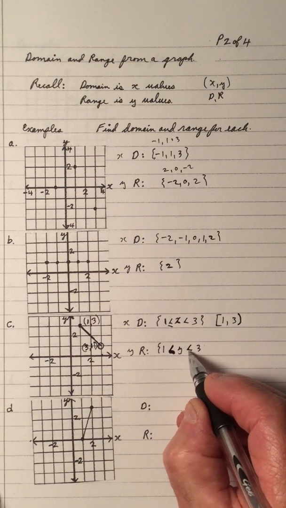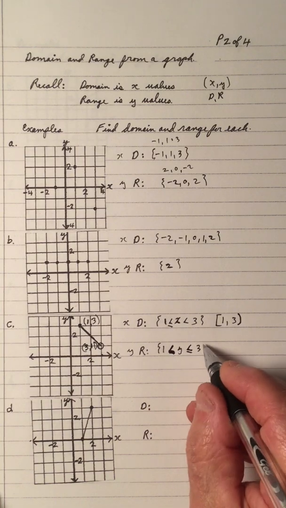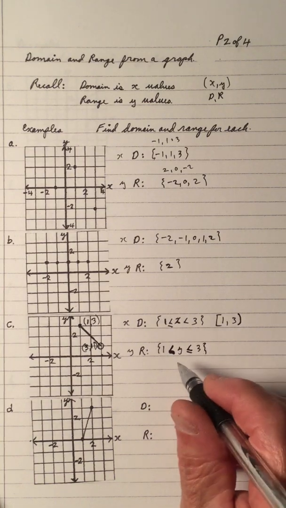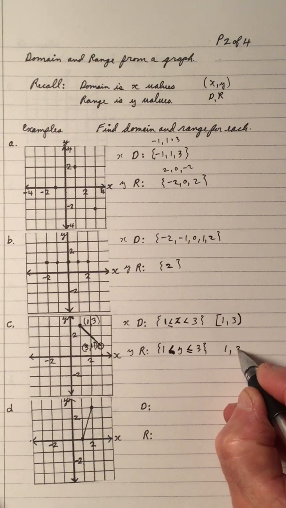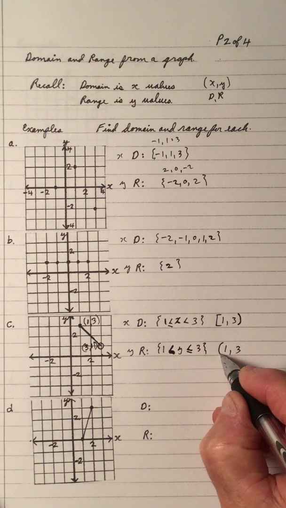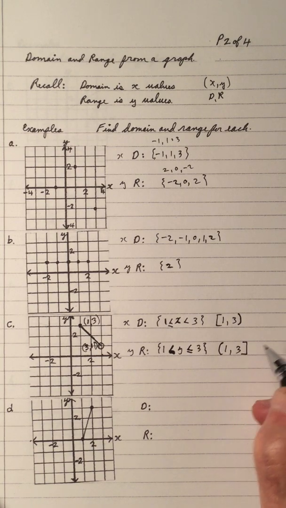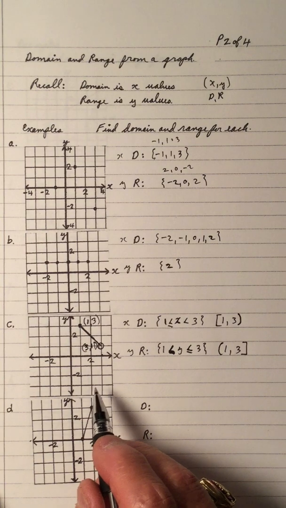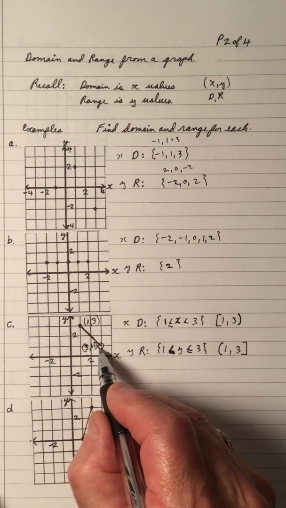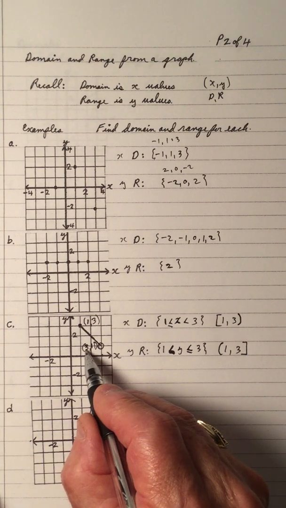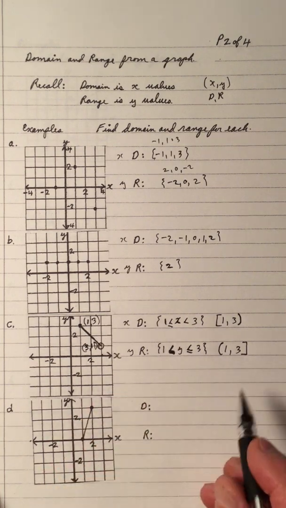The 3 is included, so I put the bar. The bar means the number is included, the coordinate of that point is included. So that's a 1 and a 3, and the round one is not included, and the square one is included. Just be careful. Remember, the 3 for the x is not included, and the 1 for the y is not included, just to make sure.